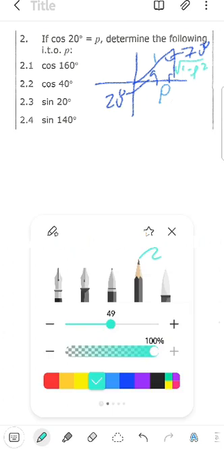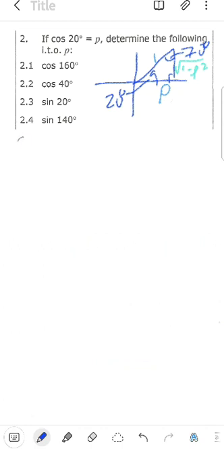Right, let's answer the questions here. Right, let's check the first one, 2.1. There we have cos of 160 degrees. Now what do we need to come across, or what do we want to have in our answer?